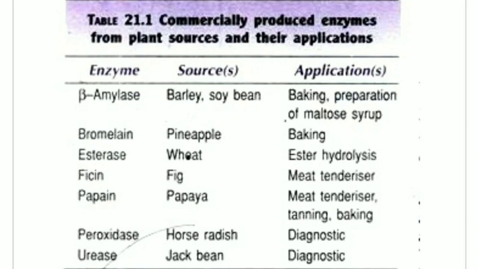Ficin is another enzyme obtained from fig. It is used as a meat tenderizer. Papain is obtained from papaya and it is a meat tenderizer, used for tanning and baking. Peroxidase is obtained from horseradish, urease is obtained from jackbean, and both these enzymes are used for diagnostic purposes.